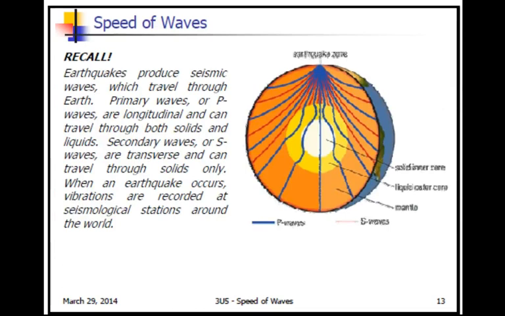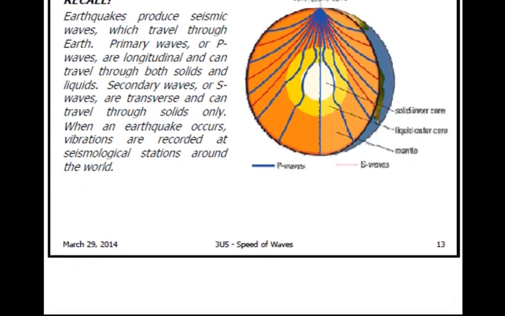Earthquakes produce seismic waves which travel through Earth. Primary waves, or P waves, are longitudinal and can travel through both solids and liquids. Secondary waves, or S waves, are transverse and can travel through solids only. When an earthquake occurs, vibrations are recorded at seismological stations around the world.